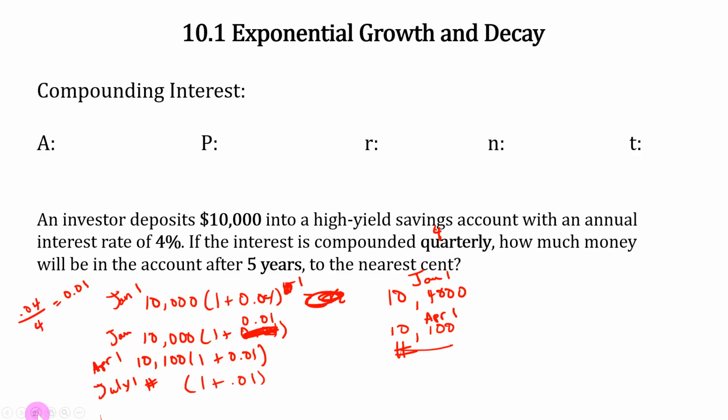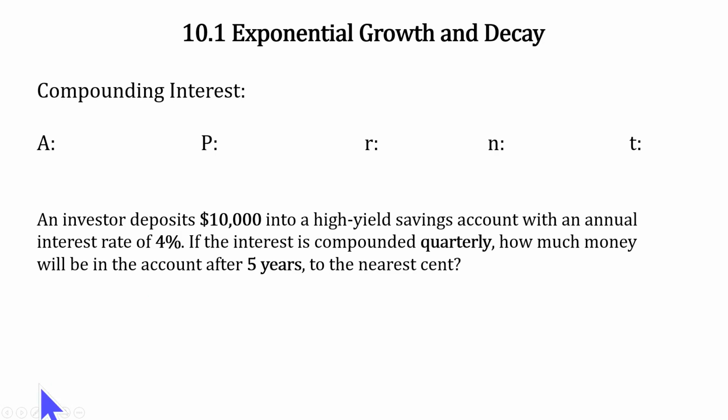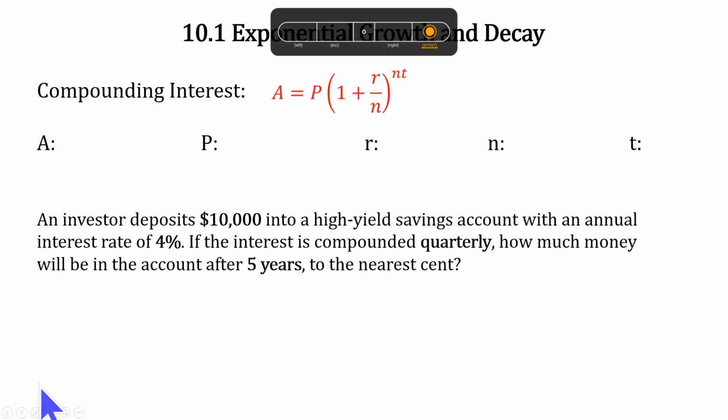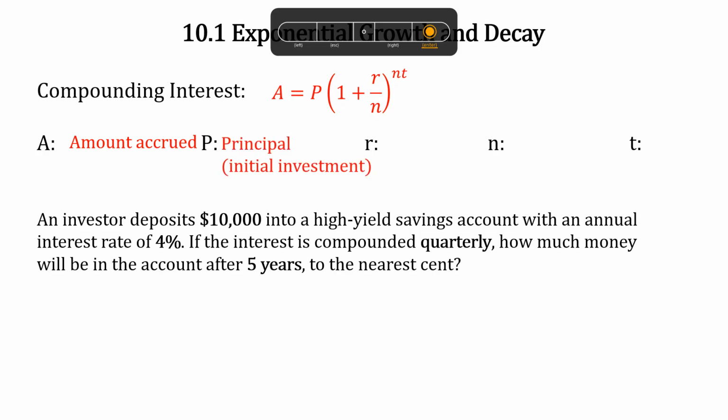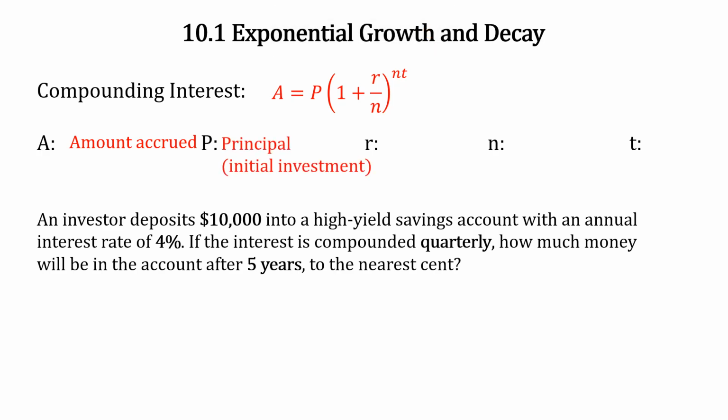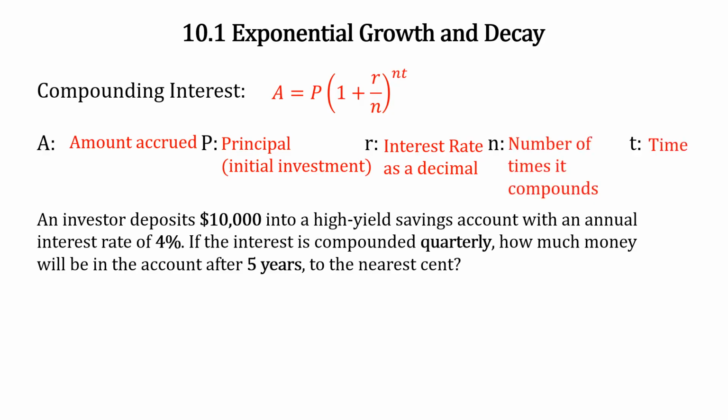A little hard to explain, but there's a nice, easy formula for it, and that is this, where a is the amount you end up with at the end of the whole thing. P is the principal, the initial investment. R is the rate as a decimal. N is the number of times it compounds per year, and t is the time, generally in years. So now let's do it this way.